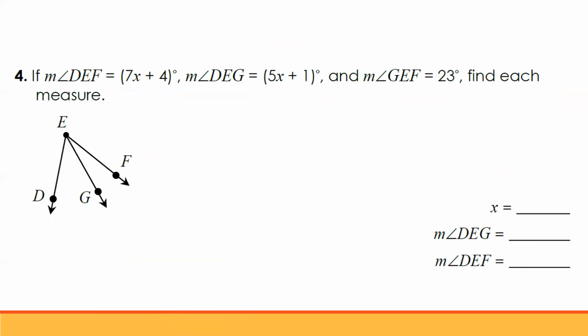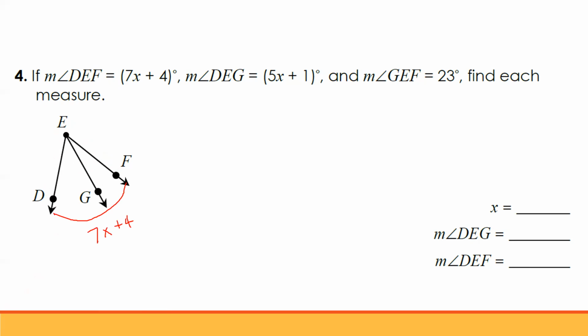All right, in example 4, it says the measure of angle DEF is 7x plus 4. So we've got to find that in our picture. Find D, find E, find F. Oh, that's the big angle. So I'm going to label the big angle 7x plus 4.